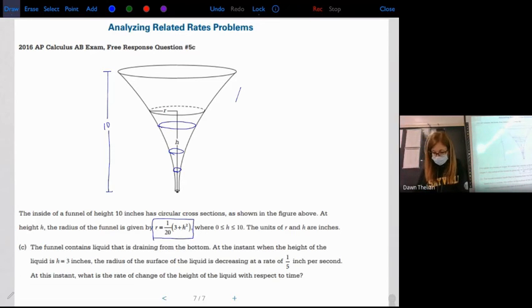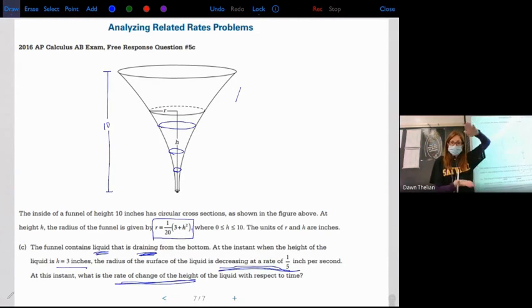The units R and H are in inches, and we're just looking at part C here to get the related rates. It says the funnel contains liquid that is draining from the bottom. At the instant when the height of the liquid is 3 inches and the radius of the surface of the liquid is decreasing at a rate of 1/5 inch per second, at this instant, what is the rate of change of the height of the liquid? All right, we read through it first, and now we've got to dissect it.